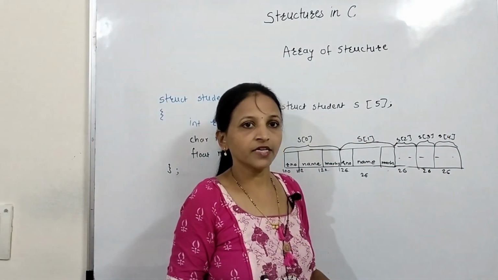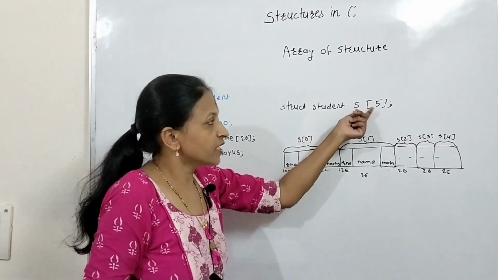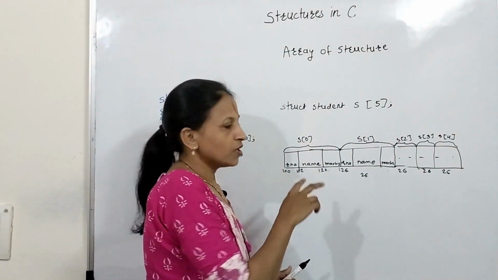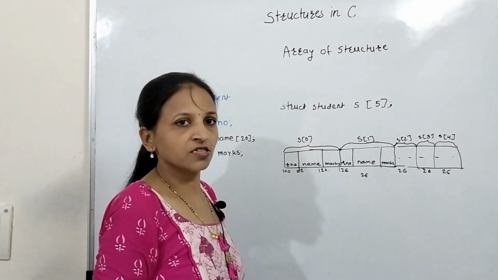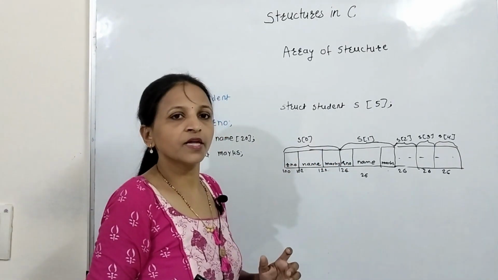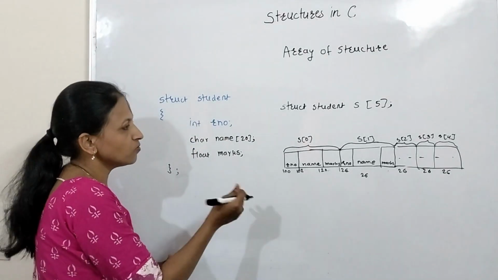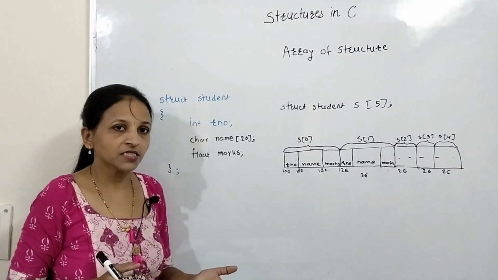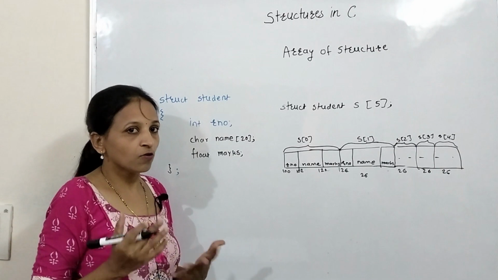Now how do we access individual members of any individual element of that array, like S of 0 dot rno, S of 0 dot name, in the same way as a normal variable of that structure. Using the dot operator we can fetch individual members of that particular array element. Now how do we accept this array and how do we display it? Suppose the program is: accept data about 5 students and display it. Then how to do that?